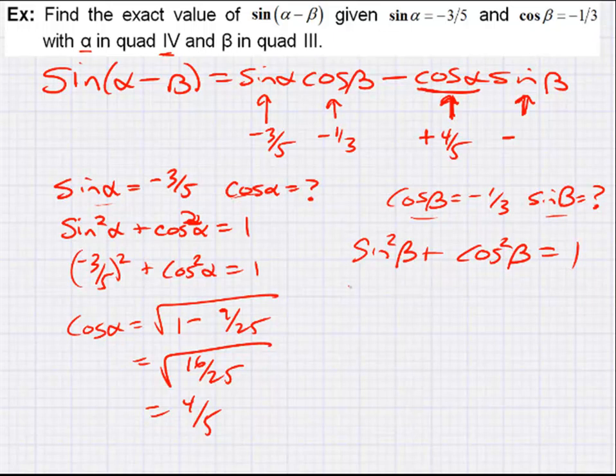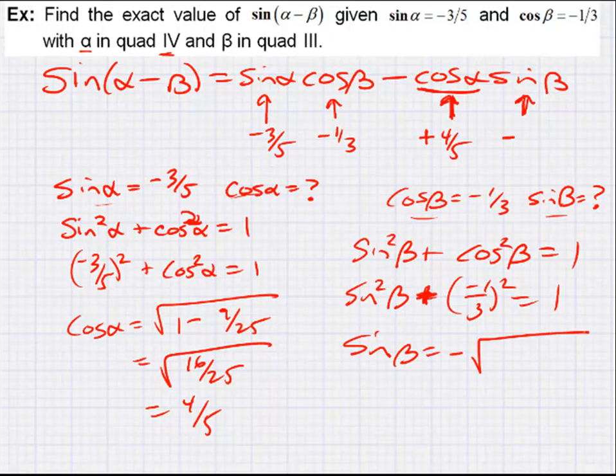So, sine squared beta plus negative 1/3 squared equals 1. So sine of beta equals negative square root, because it has to be negative, of 1 minus 1/9, or in this case square root of 8 over 3, which I could also simplify to negative 2 root 2 over 3. So this is negative 2 root 2 over 3.